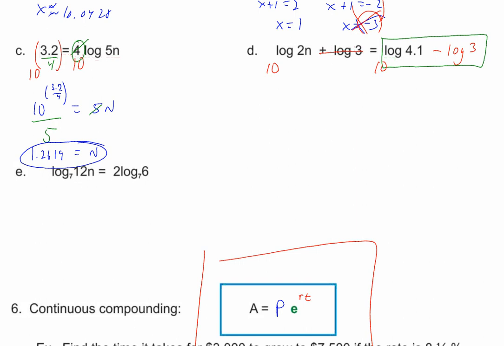So on the left, the base 10 and the log undo each other, and you're left with 2n. And on the right, you still have 10, and the exponent looks difficult, but it's really not. Common log of 4.1 minus the common log of 3. That's no big deal. Now, by the way, you don't want to try to get rid of just one of these logs.